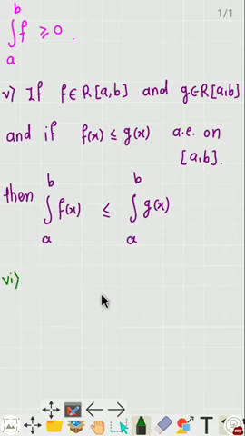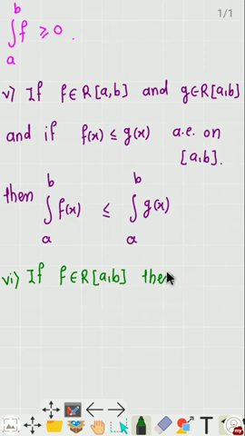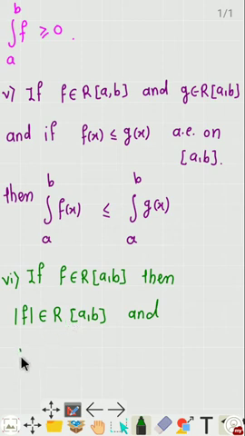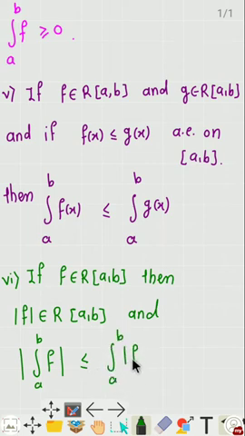Property number 6 says that if f is a Riemann integrable function on the closed interval [a, b], then the modulus of f is also a Riemann integrable function on [a, b], and the modulus of the integration of f over a to b is always less than or equal to the integration over a to b of the modulus of f. So this is the sixth property of Riemann integration.